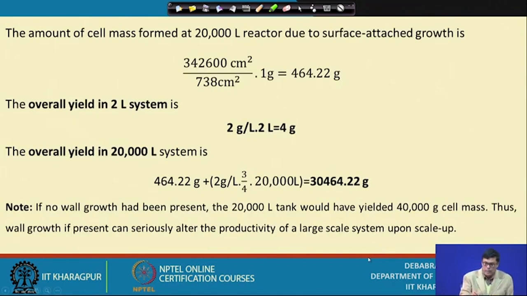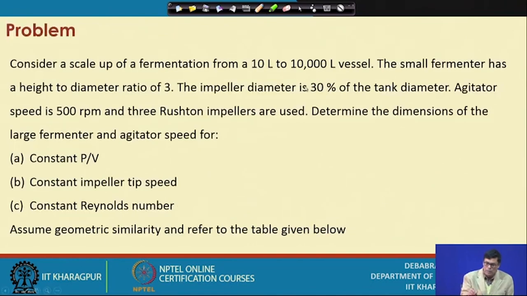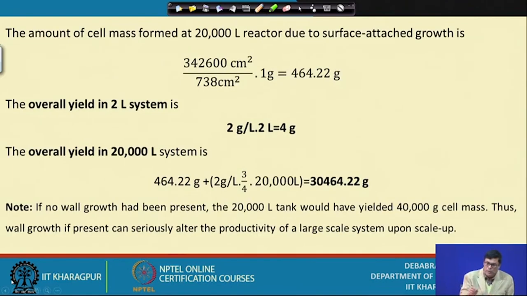So, this is exactly how we have calculated here. You can see how we calculate. We found out how many grams of cell remain in the surface attached growth. Now, for 2 liters we have this much. So now in the 20,000 liters, how much will be there? Now, here we can find out like this.